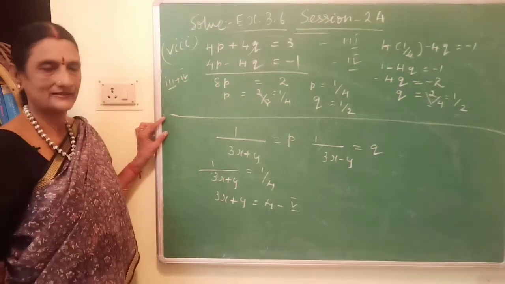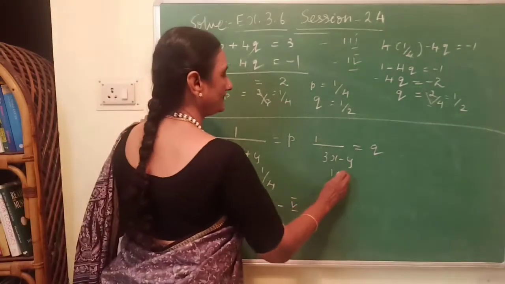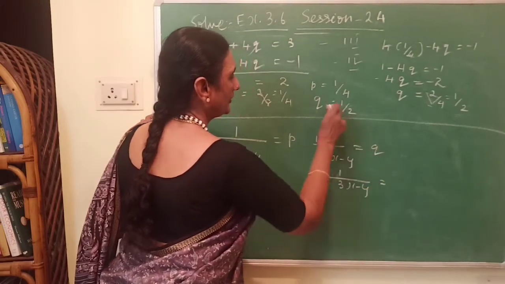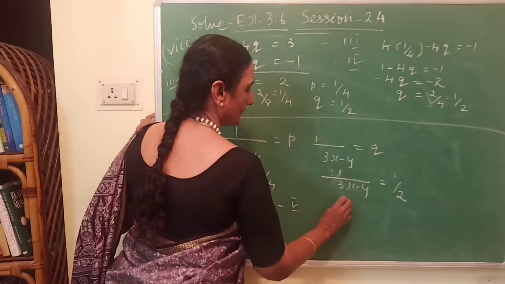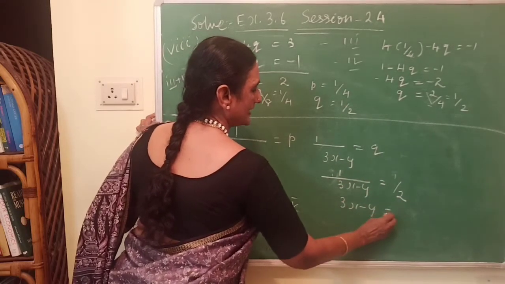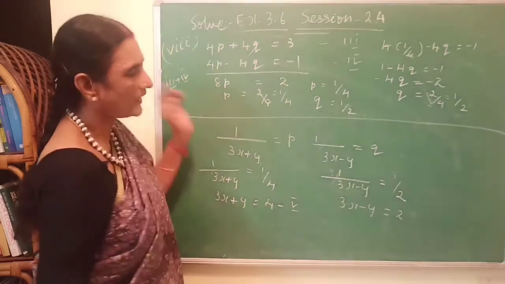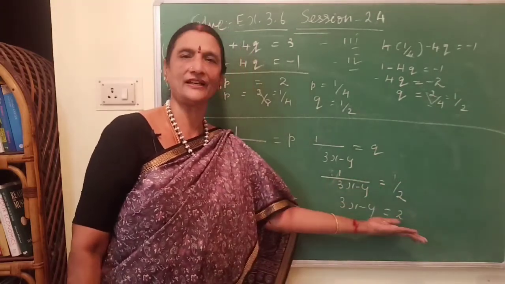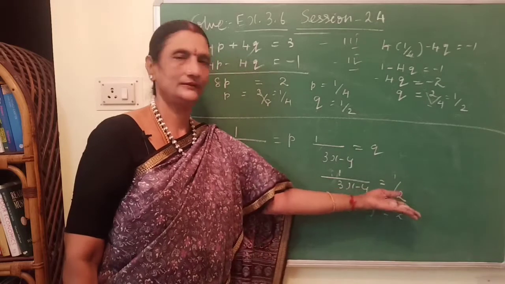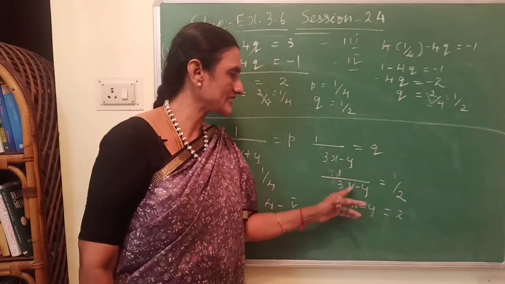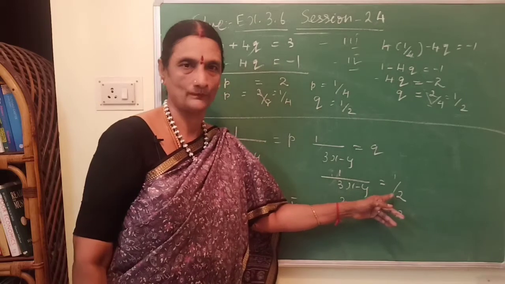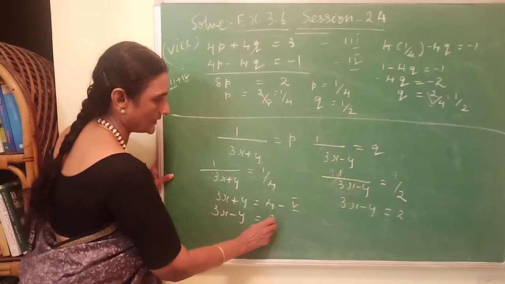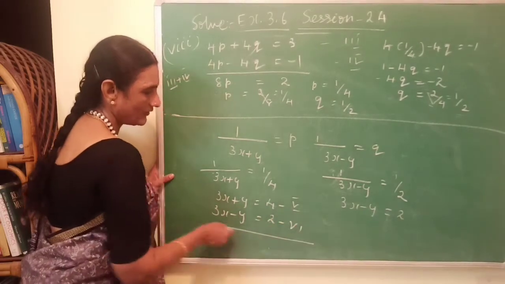We can write like this. Now, 1 by 3x minus y is equal to, you have got q which is equal to half. Therefore, 3x minus y is equal to 2 is the next equation. This is also a fraction, that's also a fraction, numerator being 1. Therefore, the denominator has to be equal to the other. So, the 3x minus y denominator equals 2. So, we are writing this as 3x minus y is equal to 2. This is equation 6. What will happen?